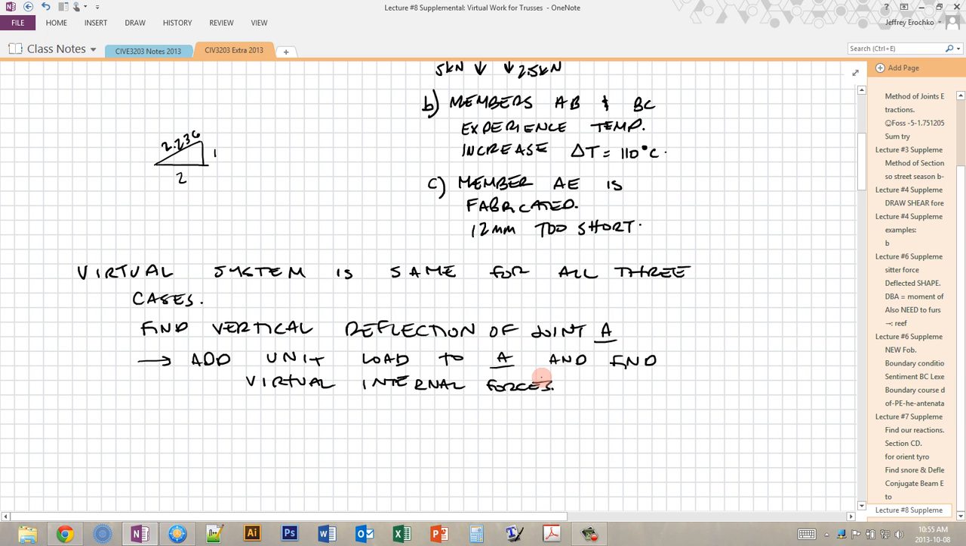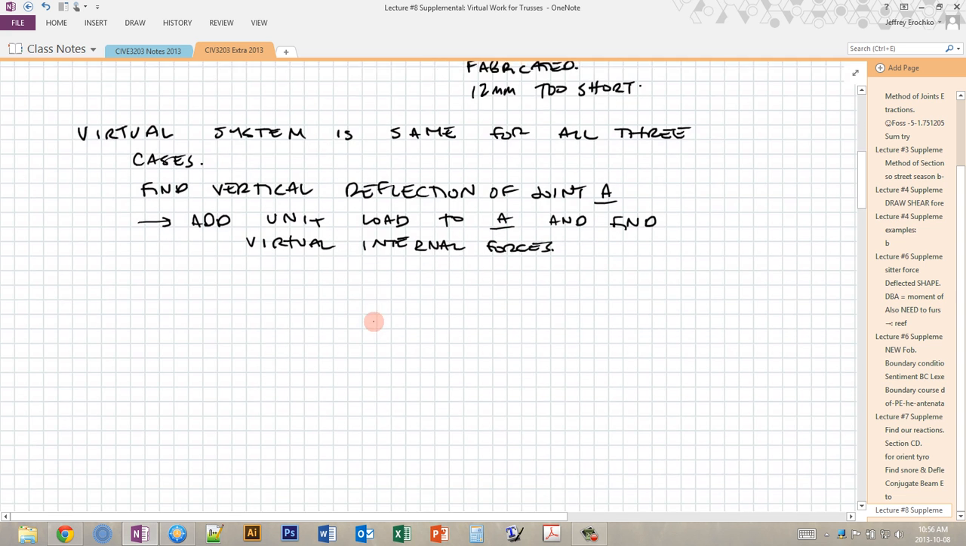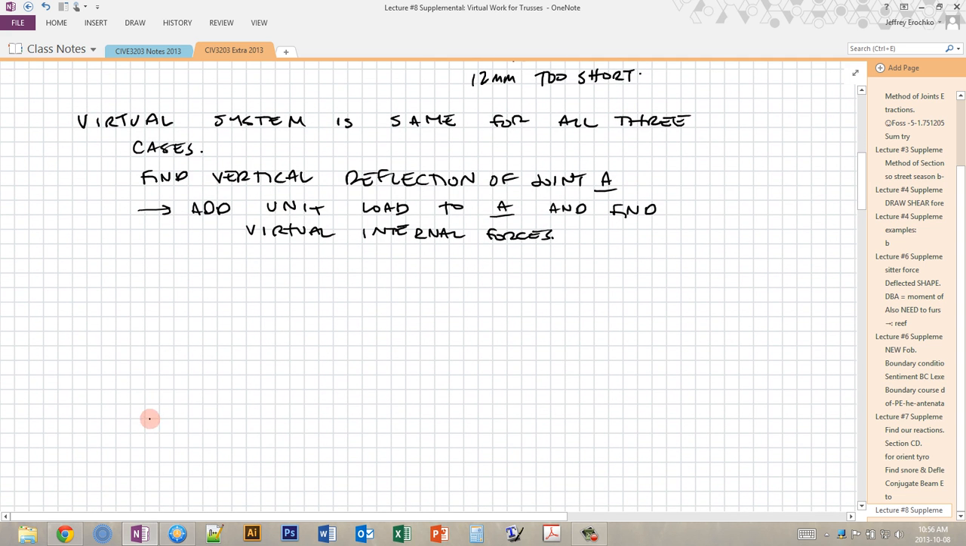So the virtual system is going to be the same for all three cases, because in all of those cases we're finding the same unknown, which is the vertical deflection of joint A. So what we're going to do is add a unit load to A and then find the virtual forces. So here's our system. Looks something like this. And we're going to add a unit load of 1 kilonewton at point A, and then find out what all the forces are in these truss members.